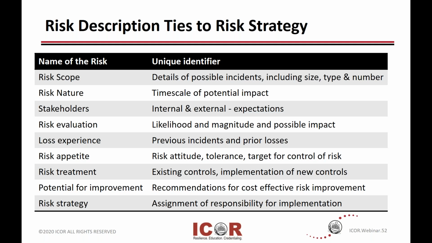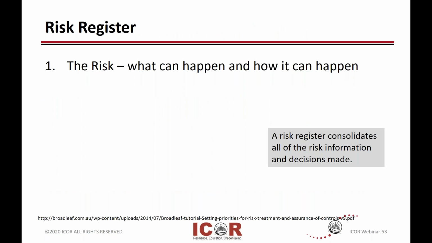What's our risk appetite or attitude or tolerance or target for control of this risk? What are our existing controls and risk treatments that we have in place, and what are some other ones that we could implement? What are some ways that we can improve on how we're doing this? And then the assignment of this needs to be given to people who would be responsible for implementation. So this is what we're calling a risk register also.